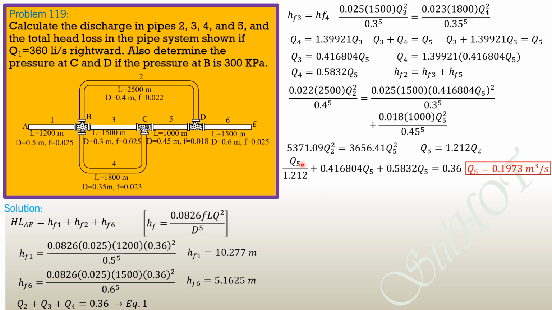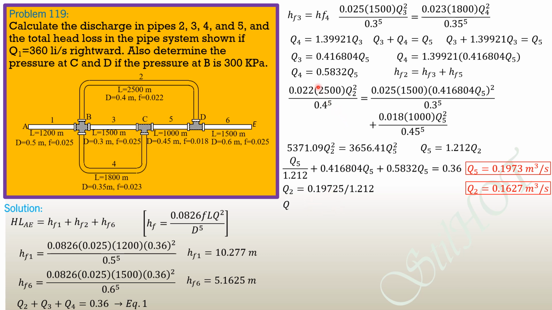So don't be surprised that I'll compute Q2 here as Q5, which is 0.19725 over 1.212, because this is the value of Q5 to 5 significant figures. So Q2 is 0.1627 cubic meter per second to 4 significant figures for our final answer.